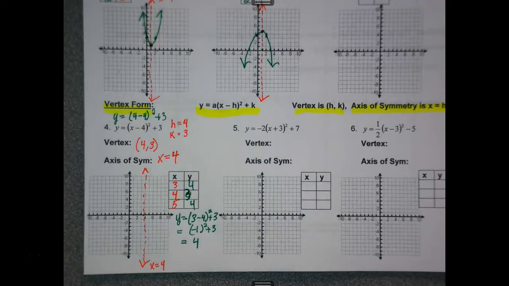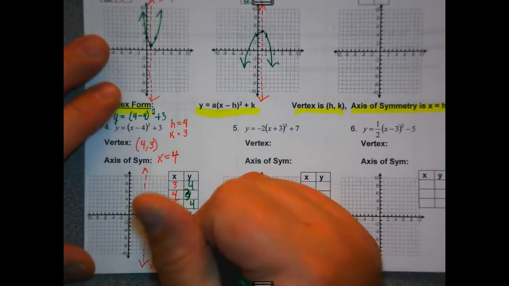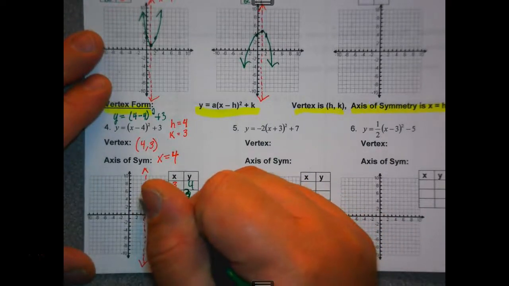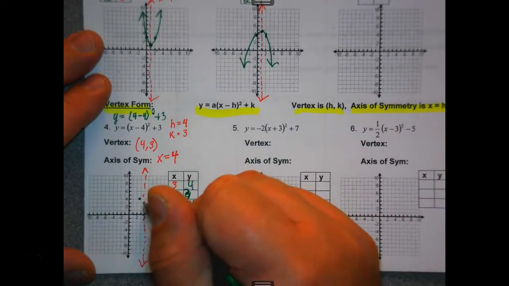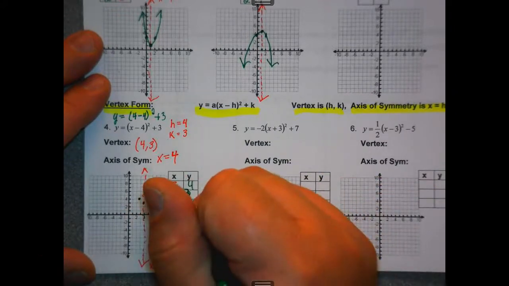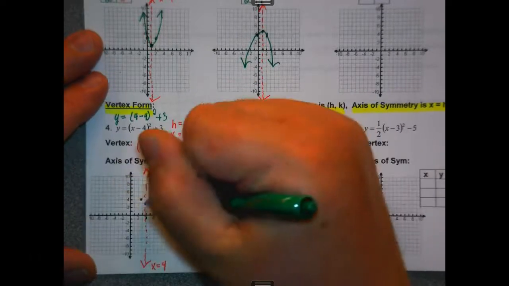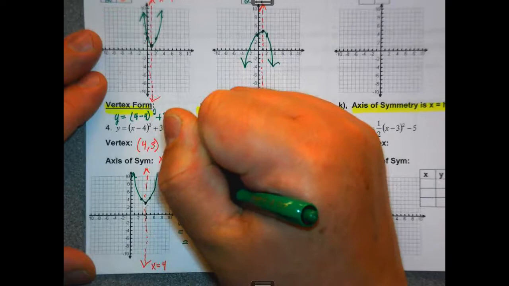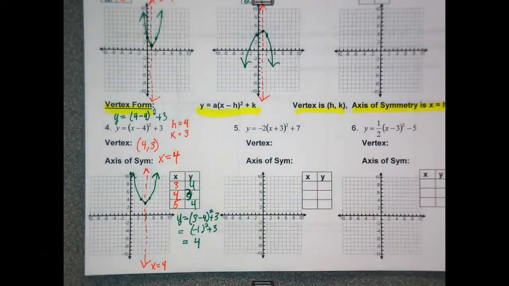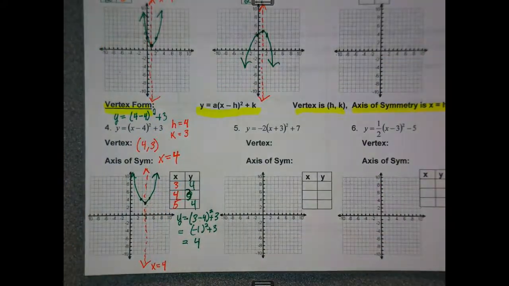Okay, I'm going to plot my 3 points. (3, 4), (4, 3), and (5, 4). And there's my parabola.